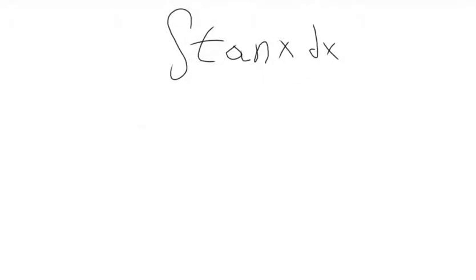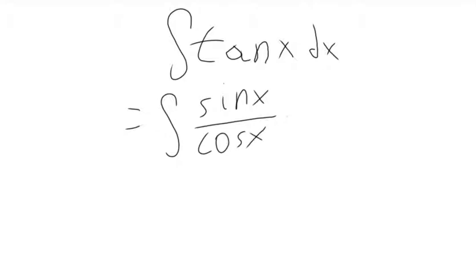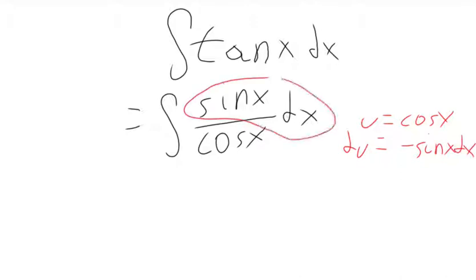Before I go over the problem, I have to go over how to integrate tangent of x. So I'll start by writing this as the integral of sine x over cosine x dx, so that I can do a u substitution. I'm going to let u equal cosine of x, and then doing the derivative on both sides, I will get that du equals negative sine of x dx.